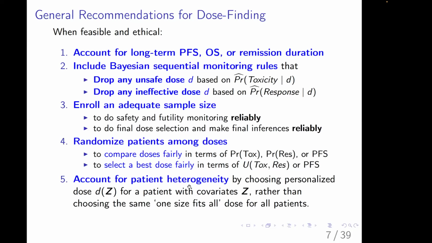And then the holy grail is to account for patient heterogeneity so you can personalize the doses. So a patient with covariates, denoted by Z, gets a dose that's tailored to their covariates rather than using a one-size-fits-all rule. And this turns out to be pretty hard to do.